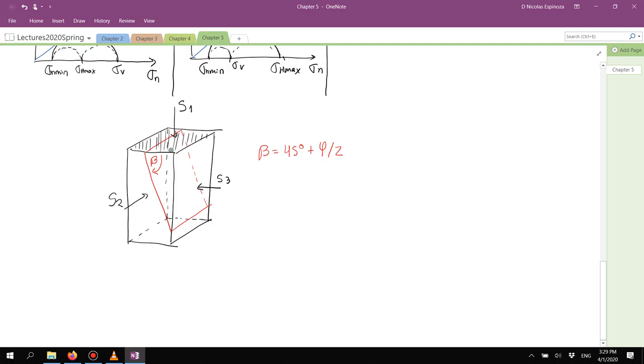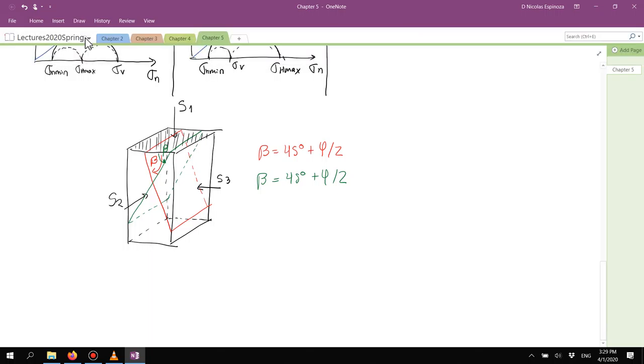And the conjugate solution for that will be a plane that also goes from the plane of the maximum principal stress towards the plane of the minimum principal stress. In this case, if we have the hinge in this line, it will move in the opposite direction and it will go like this. And the planes that result from here are this, and this is going to be your angle beta, where beta again is 45 degrees plus friction angle divided by 2.